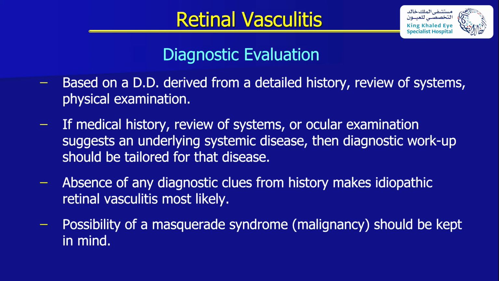So if the patient had inflammatory vein occlusion, then I start asking about mouth ulcers, genital ulcers, skin lesions, and so on. If medical history, review of systems, or ocular examination suggests an underlying systemic disease, then the diagnostic workup should be tailored for that disease. It's a big mistake. We have seen this.